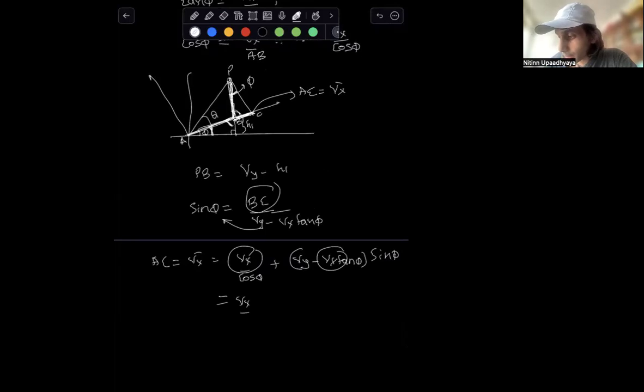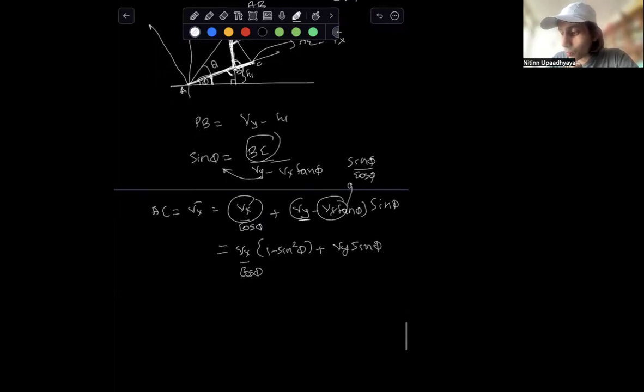This looks like Vx, and if you recall, tan of phi is sine of phi divided by cosine of phi. So they share the common denominator cosine phi. So we have Vx divided by cosine of phi, and we have 1 minus sine square phi, plus we have this component, which is Vy sine phi. Now 1 minus sine square phi is nothing but cosine square phi. So cosine square phi cancels one of the cosine phi's in the denominator. And overall, we have the expression that Vx bar is Vx cosine phi plus Vy sine phi.